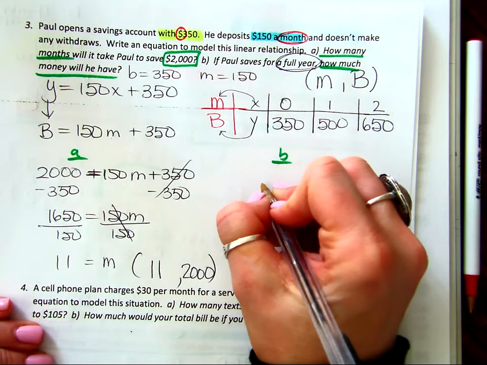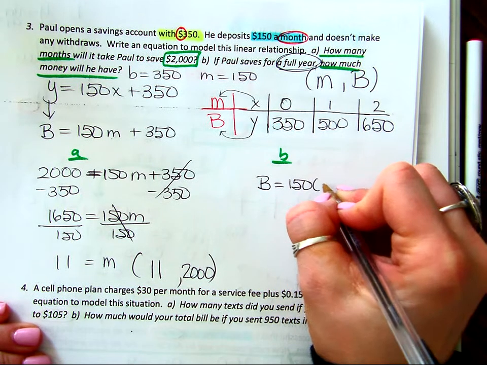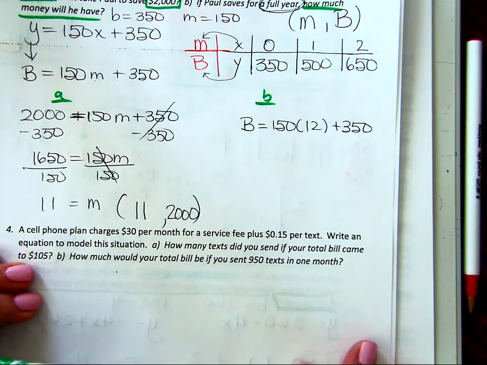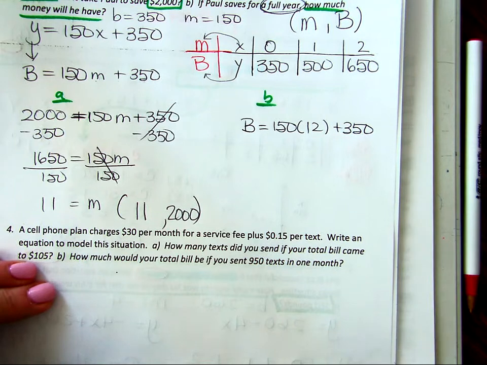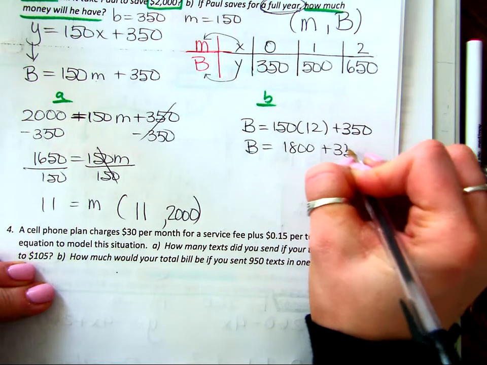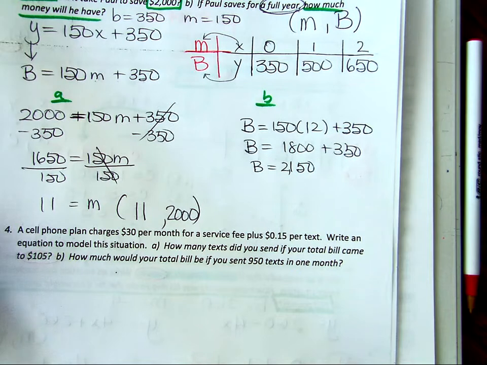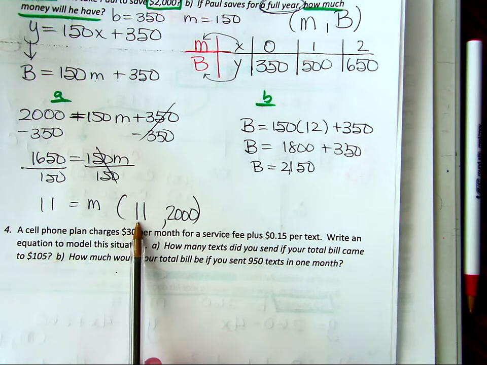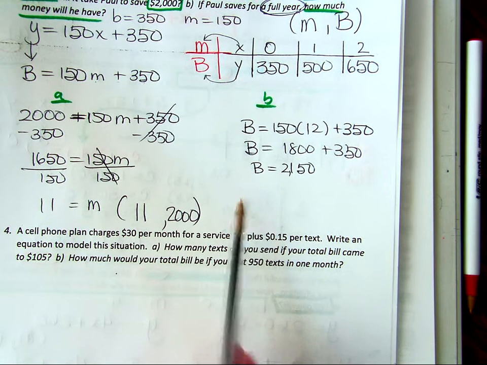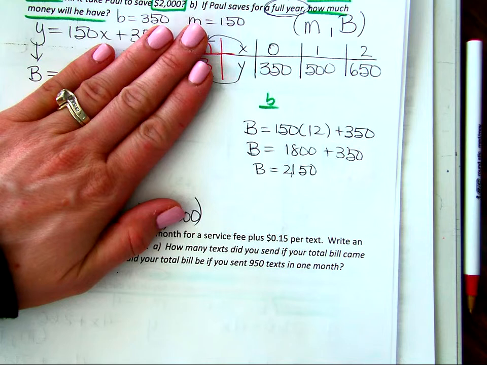So the balance will equal 150 times the number of months that I'm saving for plus what I started with when I signed up. Yes? Okay. So my balance will equal 1,800 plus 350. My balance will be 2,150. And I know somebody said, well, if 11 months gets you 2,000, can't you just add 150 to that? And the answer, yeah, that would be great. But I may not have asked you that question. I may only have asked you this one. So you may not have that as a point of reference.